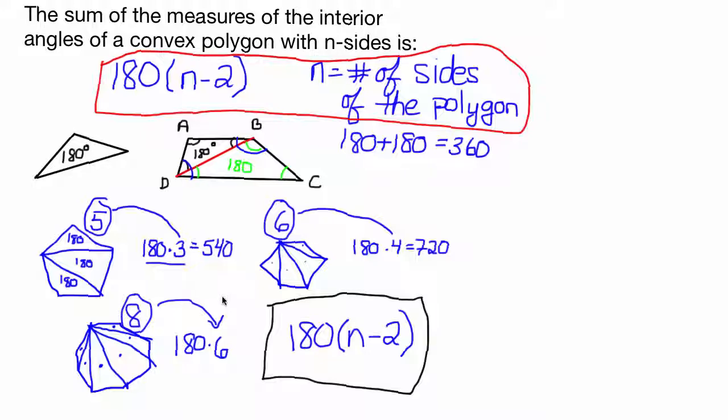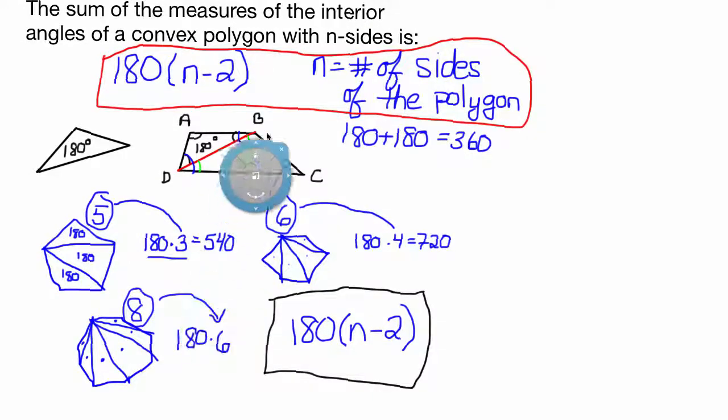You just have to know that all you're doing is creating triangles. You're just drawing lines from one vertex to all the other vertices, and then seeing how many triangles are created, and then just multiply the number of triangles created by 180, and that's going to be the sum of the measures of the interior angles of a convex polygon with n sides.